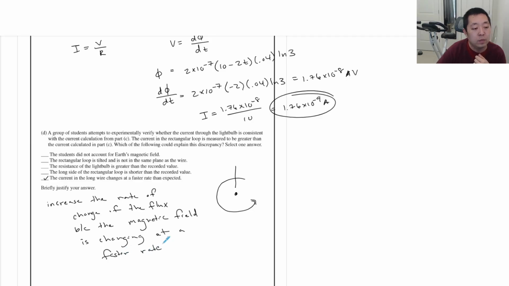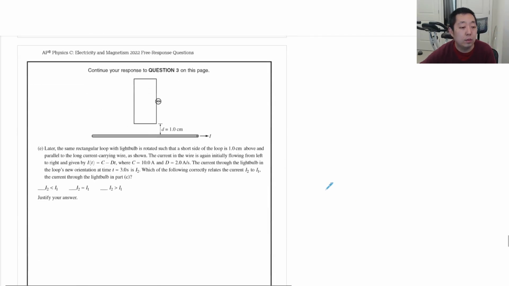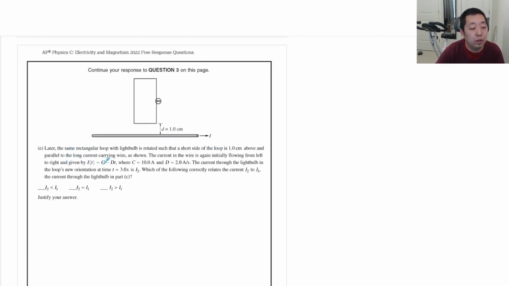Okay. So I think that is it on that one. Got one more question. Later, at the same time, the rectangular loop with a light bulb rotates. The short side of the loop is 1 centimeter above the long current-carrying wire. The current in the wire is again initially flowing from left to right, given by that. The current through the light bulb in the new orientation at 3 seconds is I2. Which of the following relates I2 to the current I1? So here we're still having the same rate, right?